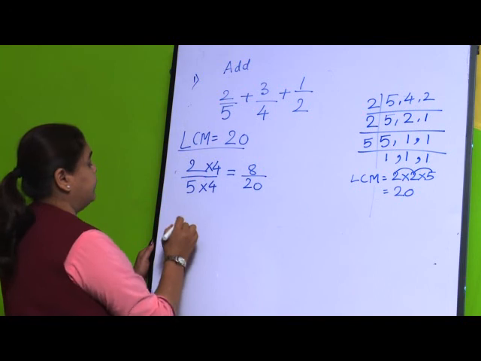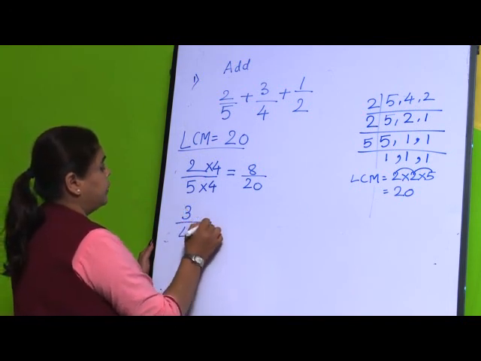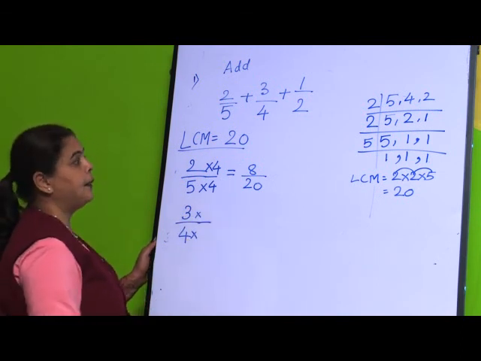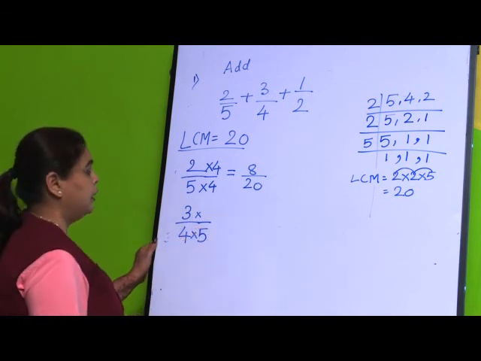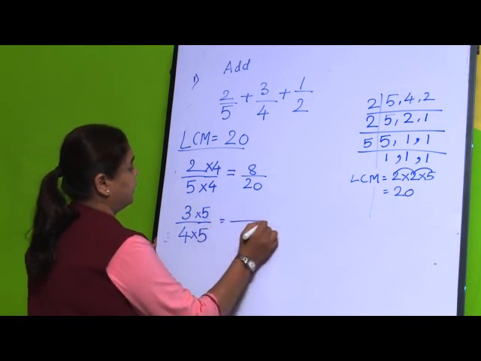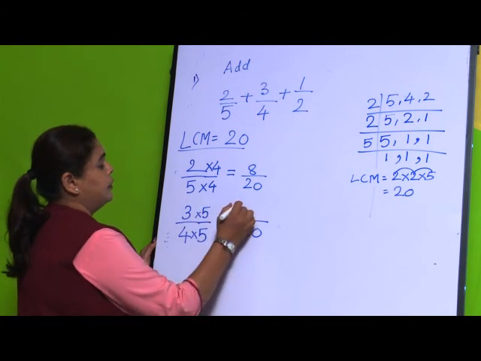Now I will go for the second fraction, that is 3 upon 4. To make the denominator 20, which number do I have to multiply? 4 5s are 20. The same number we have to multiply in the numerator. So here 20, and 5 3s are 15.